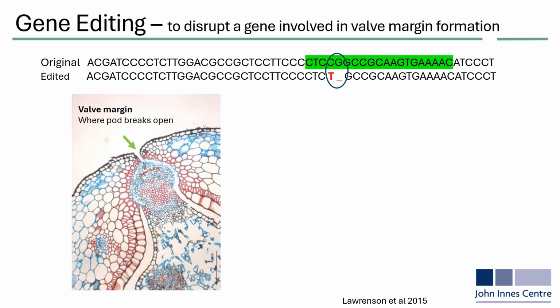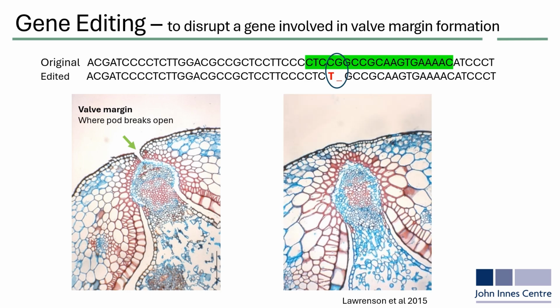Now the image that I'm showing you is a cross-section of a fruit pod, and where the green arrow is showing is where that valve margin forms, so that's at the point at which those pods would break open. And in the edited plant, you can see that valve margin no longer forms, and so those pods would need to be broken mechanically in order to release the seed.